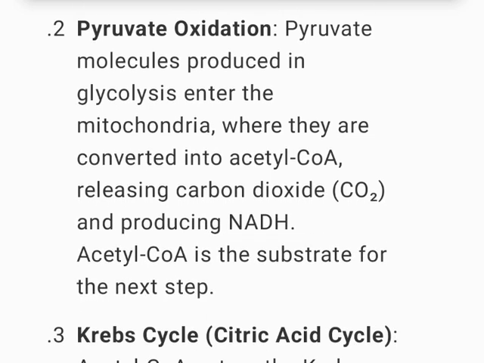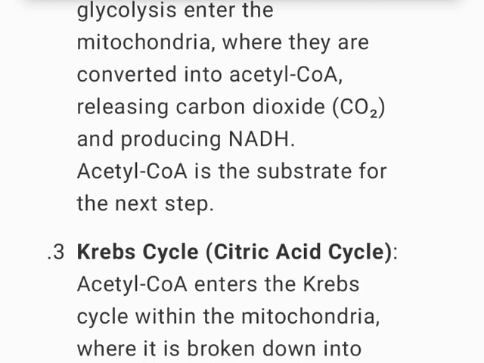2. Pyruvate oxidation. Pyruvate molecules produced in glycolysis enter the mitochondria, where they are converted into acetyl-CoA, releasing carbon dioxide (CO2) and producing NADH. Acetyl-CoA is the substrate for the next step.